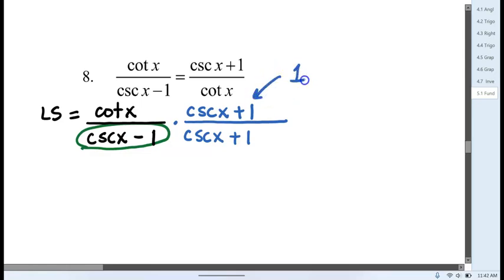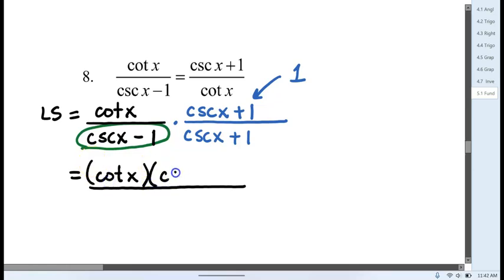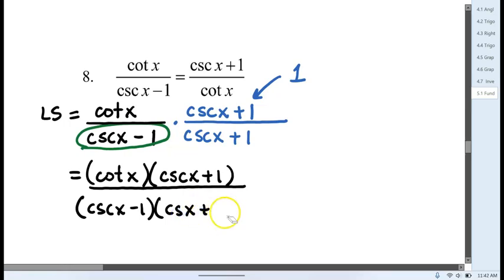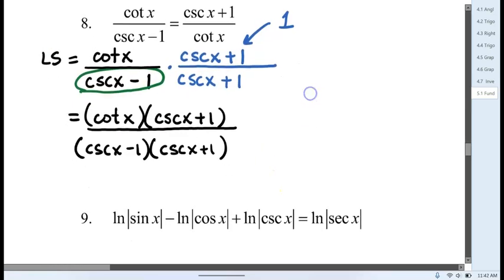So everything I've written in blue still equals 1, that entire fraction. But the reason that I choose that is because now when I multiply these fractions in the numerator, I'm not even going to distribute. I'm going to leave that like that. But in the denominator, now I have cosecant x times cosecant x minus 1 times cosecant x plus 1. That is a difference of squares, which would multiply out to be a squared minus b squared, cosecant squared minus 1. So I've just multiplied out the denominator.